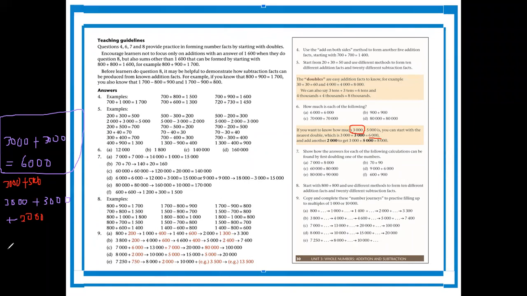Then we know that all of this is equal to, we write our equal sign over here as well, 6,000 because we know the double of 3,000, plus the 2,000 that was left over from the 5,000. And then we get our final answer of 8,000. So that is what is happening here. Okay, let's move on.